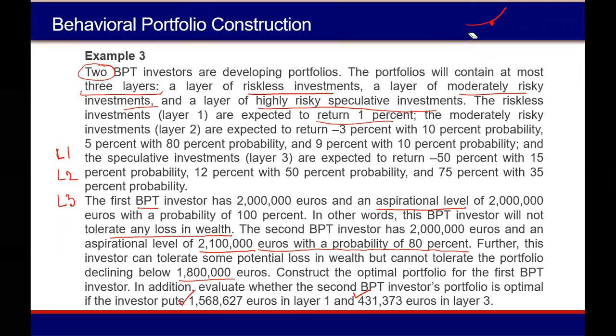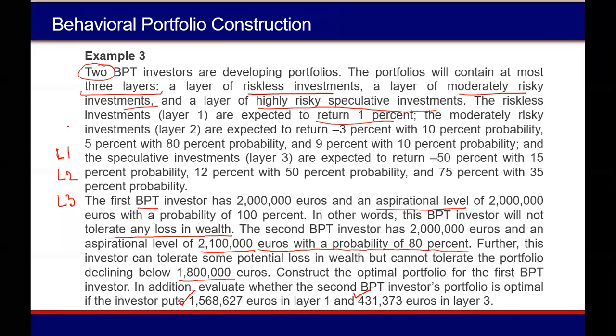And we also try to solve some mathematical problems to get how much we need to invest optimally, or how much consumption we need to make for getting optimal allocation. But here, by optimal portfolio, we mean that the portfolio which fulfills his aspirational level will be known as his optimal portfolio. So we already have solved that for the first BPT investor.